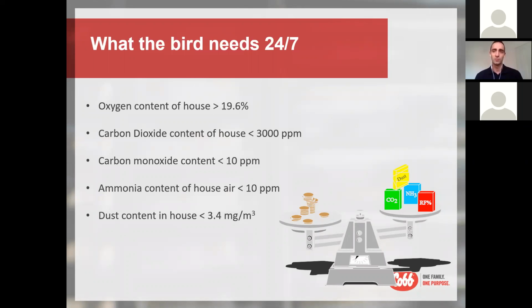It's very difficult to measure the oxygen content in your houses, or it's expensive if you want to get an oxygen meter, and it's not as accurate. However, it's very easy to measure carbon dioxide levels. So if you've got low carbon dioxide levels, then it is likely that you'll have good oxygen content in that house. Carbon monoxide, we want to be less than 10 parts per million. Ammonia, less than 10 parts per million. And we don't want it to be too dry and too dusty in those houses.